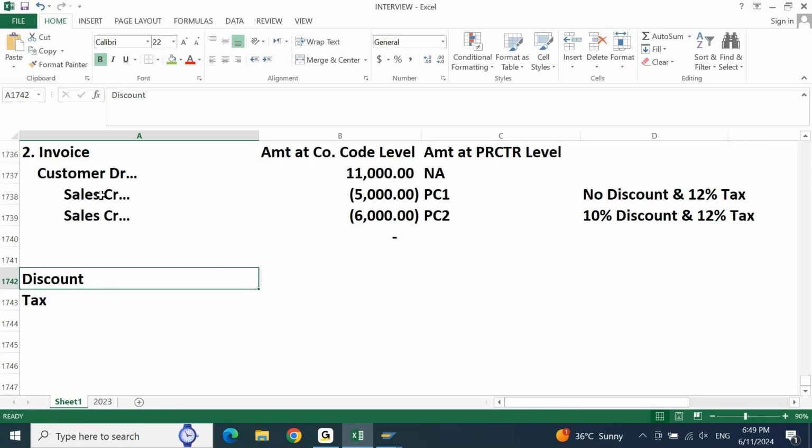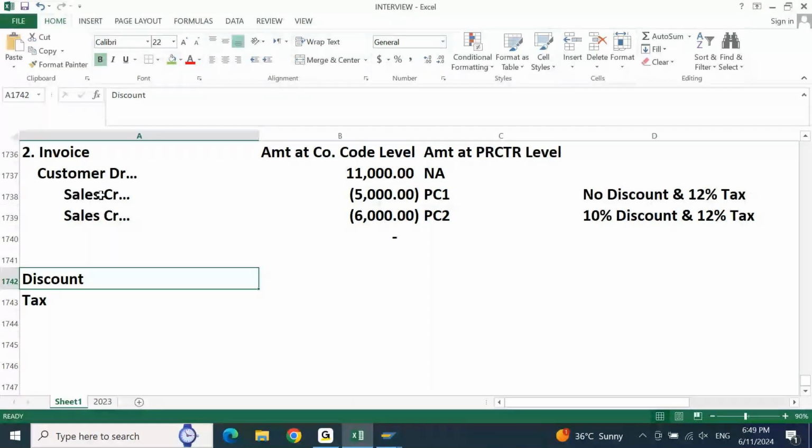Discount on the invoice, from where will it come? This is coming from the FI-SD integration, not from your F-22. In the F-22, you will always get a discount at the time of payment only, because in the F-22, you are going to provide something called a payment term.